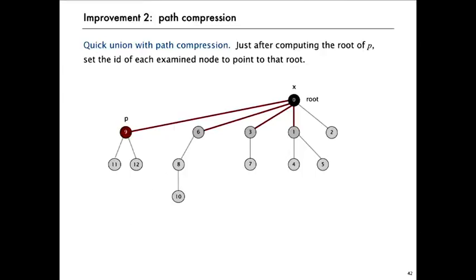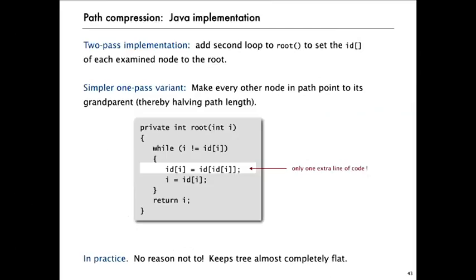We went up the path once to find the root. Now we'll go up again to just flatten the tree out. And there'd be no reason not to do that. We add one line of code to flatten the tree, amazingly.